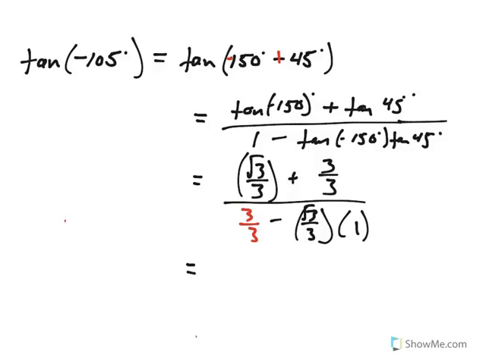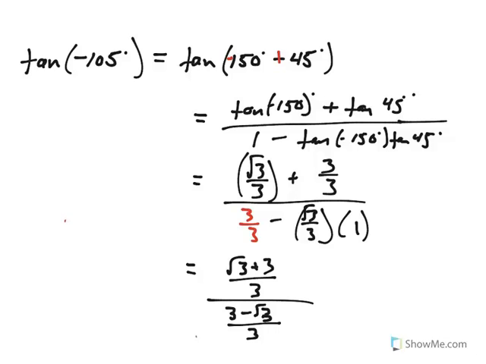Square root of 3 over 3 plus 3 over 3 is square root of 3 plus 3, divided by 3. Our denominator, when you multiply square root of 3 over 3 times 1, is just going to be the same thing. So when you subtract those, you get 3 minus the square root of 3, over 3. I have a complex fraction, which I don't care for.